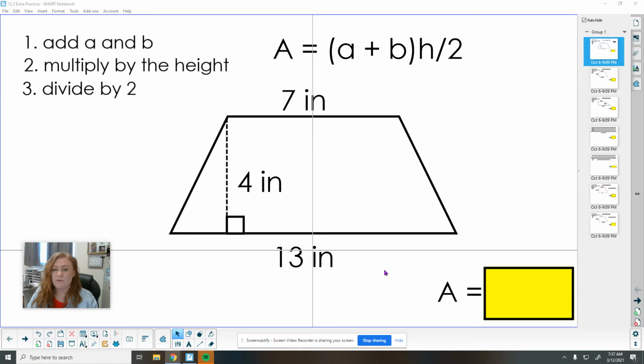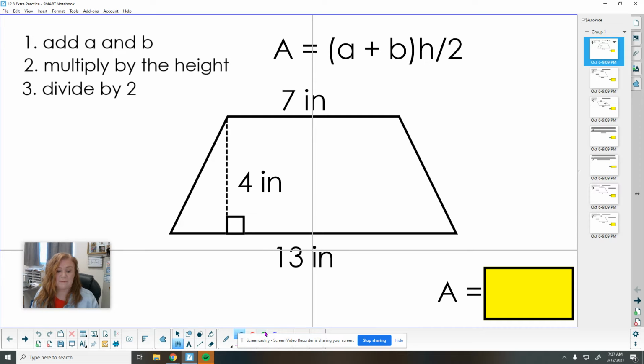This video is going to go over the area of trapezoids and just do some extra practice. So you're not going to find this assignment in Ed, but if you are still struggling finding the area of trapezoids or working backwards, then be sure to follow along with this video. So here are the steps we're taking, and here is our formula.